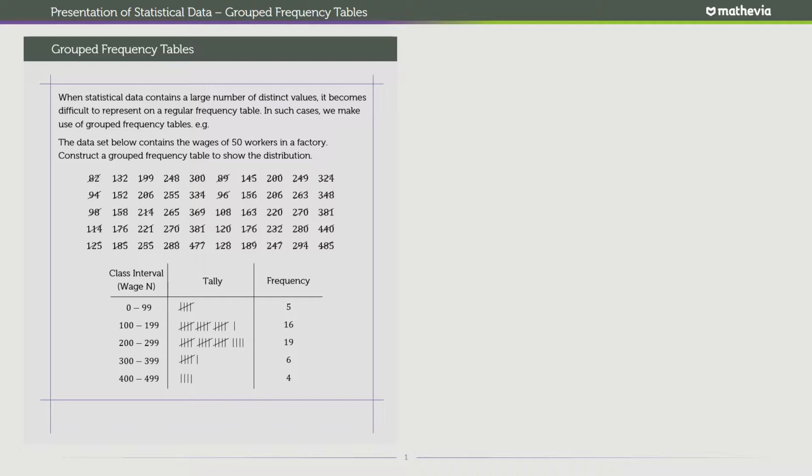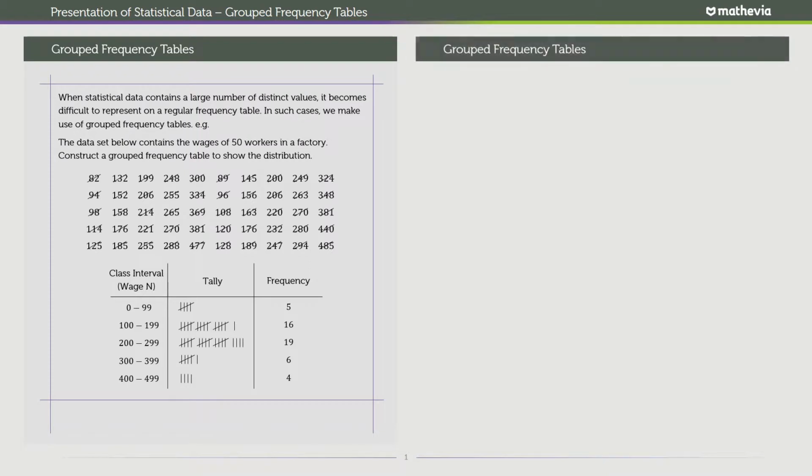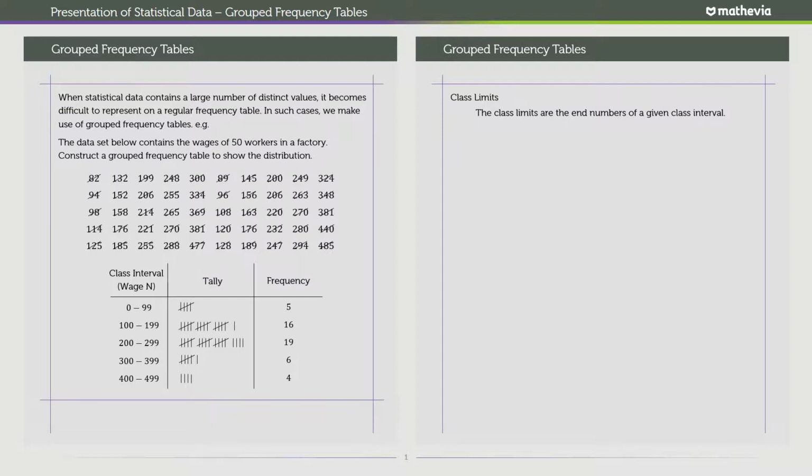Okay, so now there are some very important properties of grouped frequency tables that we need to discuss. We'll just start off with the first. The first one is class limits. Class limits, basically for a given class interval, okay, so just take any one of those class intervals there, the class limits are the end numbers of a given class interval. So the end numbers, or the numbers on the two ends.